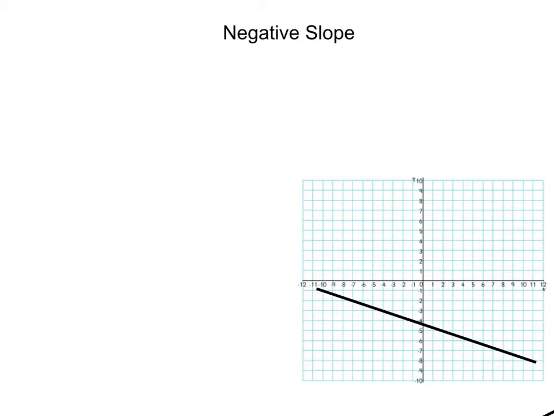So let's start with this. As you can see, we are given a line that has a negative slope, which we can tell by the fact that as we move from left to right, it's moving in a downward direction. So we have a negative slope, and all we have to do is write the equation that matches that line.